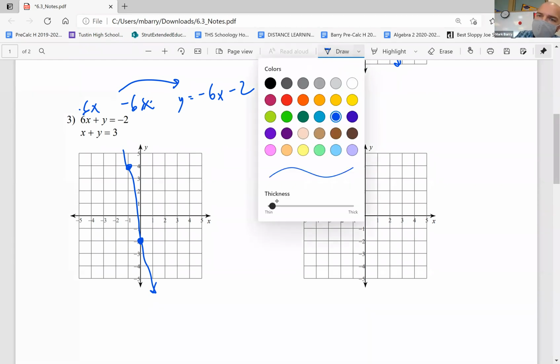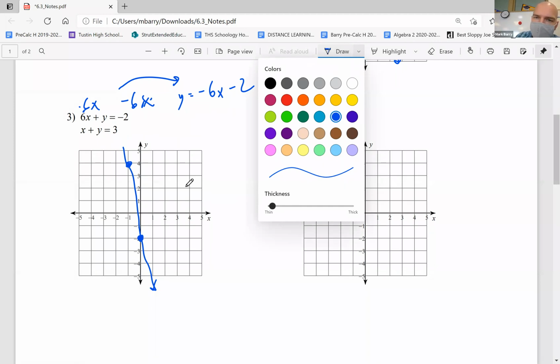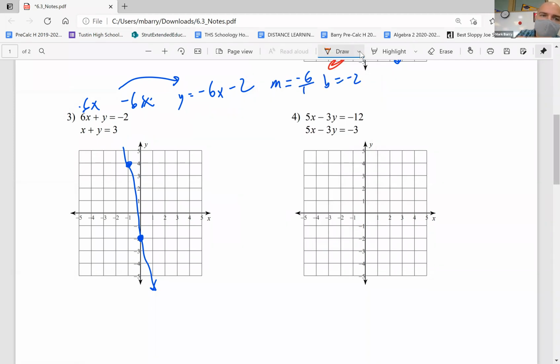Okay, so then my other line, I'll get another color here. I'm going to subtract x from both sides. So I get y equals negative x plus 3. That is isolating y. Now my m here is kind of a tricky one. I have no number in front of the x, but I do have a negative there. So it's really negative 1x. And so my slope is going to be negative 1 over 1. And my b will be 3. That one's not too tricky.